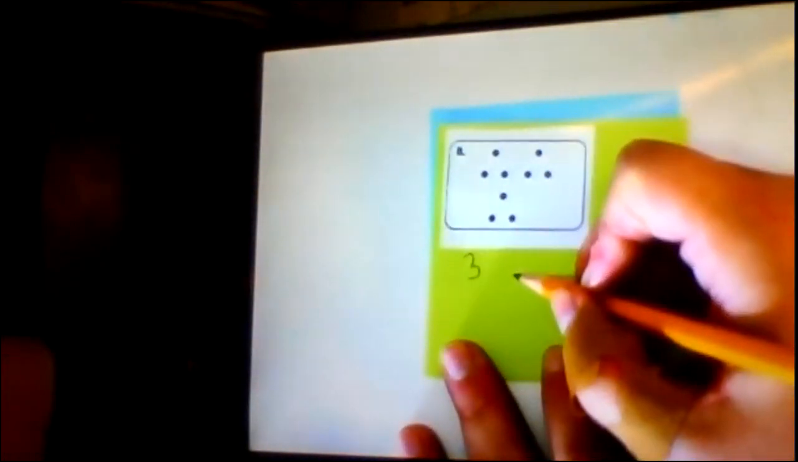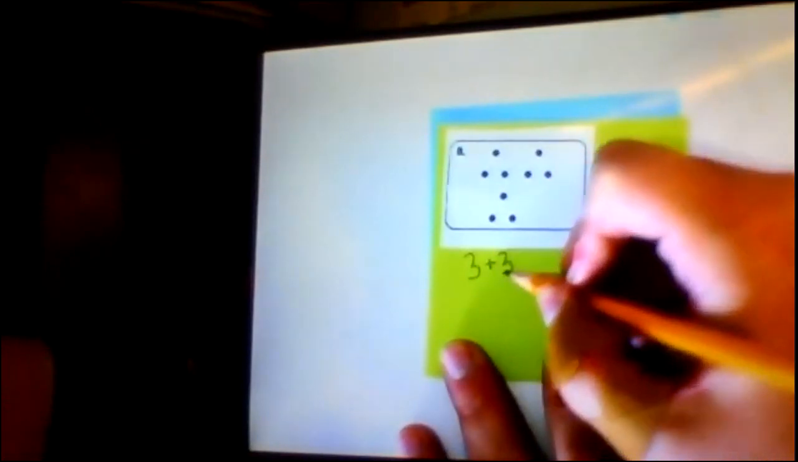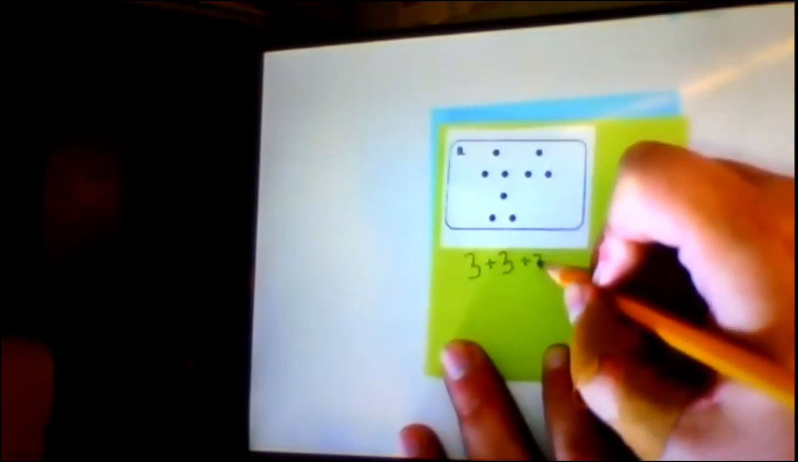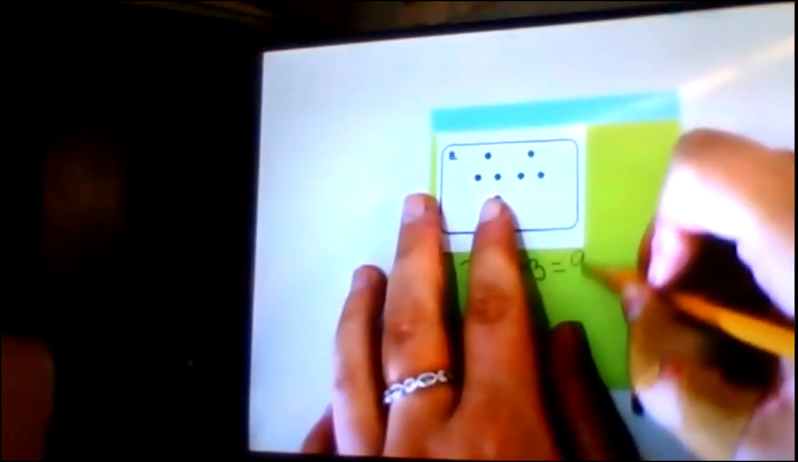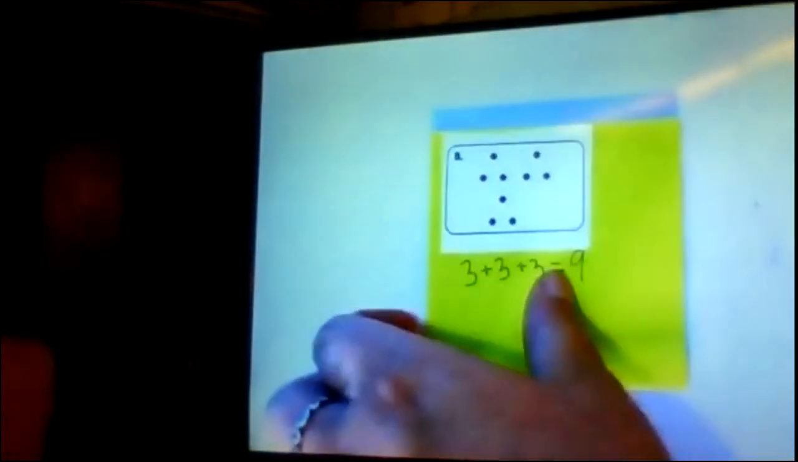Let's do an equation about those 3 groups. We had 3 dots in the first group, plus 3 more dots in the second group, and 3 more dots in the third group. Let's count those together to see how many we have. 1, 2, 3, 4, 5, 6, 7, 8, 9. Altogether, we have 9 dots. Awesome work. Now we're going to look at some 10 frames.